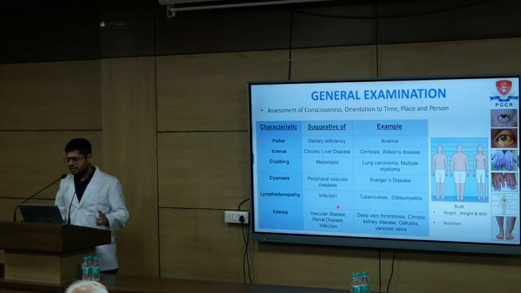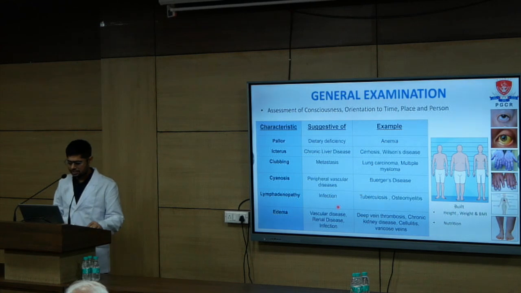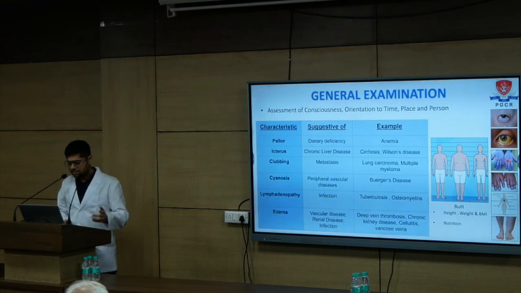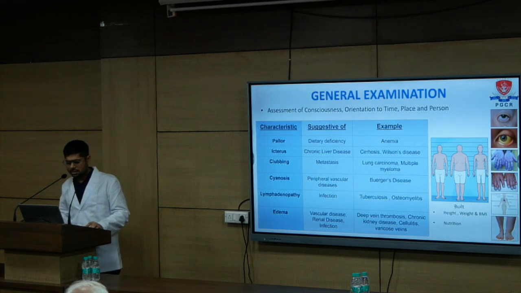So the general physical examination provides overall assessment of the patient's health and identifies systemic signs associated with the conditions. For example, cyanosis can give us an idea about peripheral vascular disease, for example, Buerger's disease. Other characteristics we look for are pallor, icterus, clubbing, lymphadenopathy and edema.